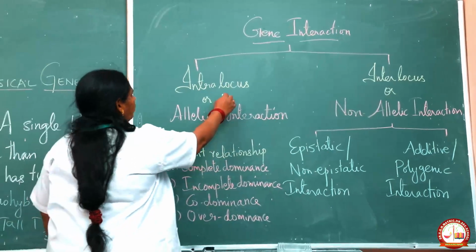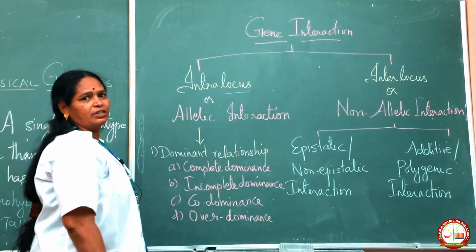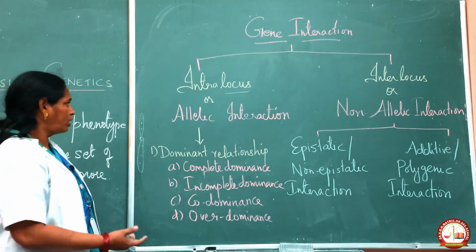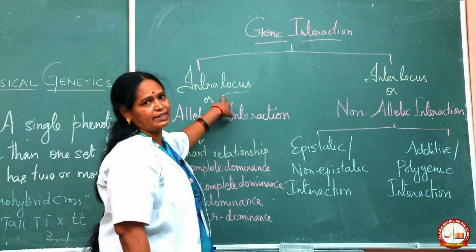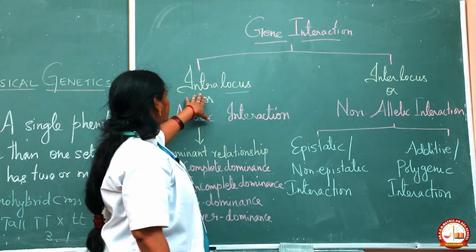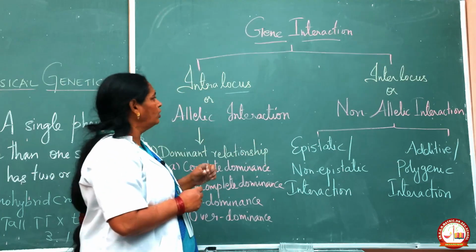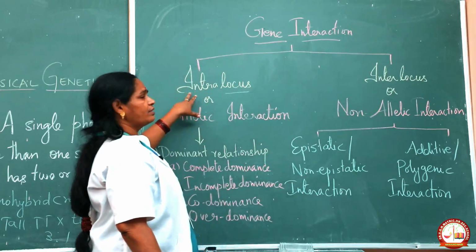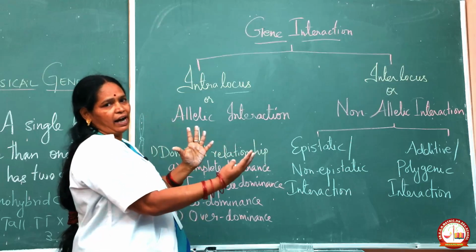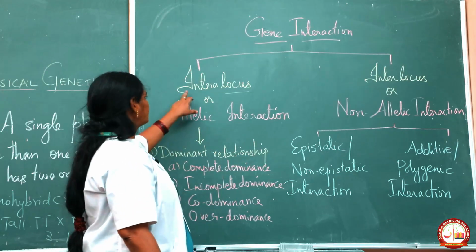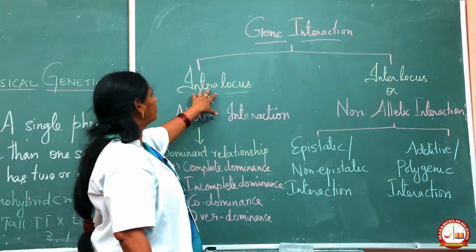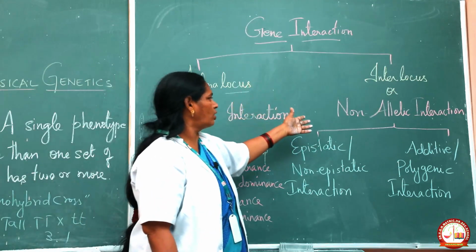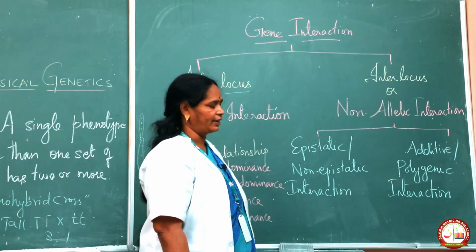First of all, we have to know what a locus is. The place where the gene is present in the chromosome is referred to as the locus, plural loci. Intralocus means the interaction occurs between genes with varied alleles. The intralocus is also called allelic interaction, whereas the interlocus is also called non-allelic interaction.